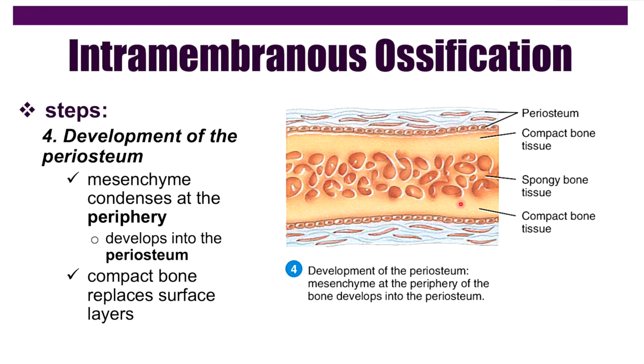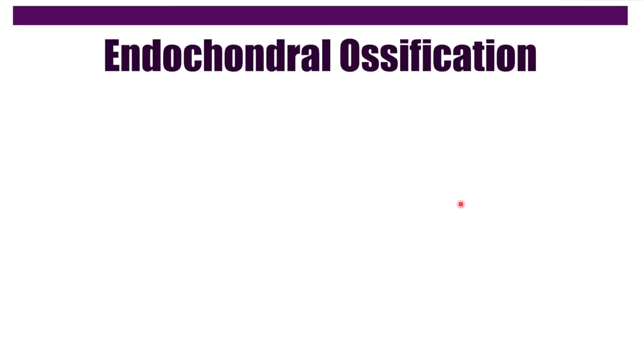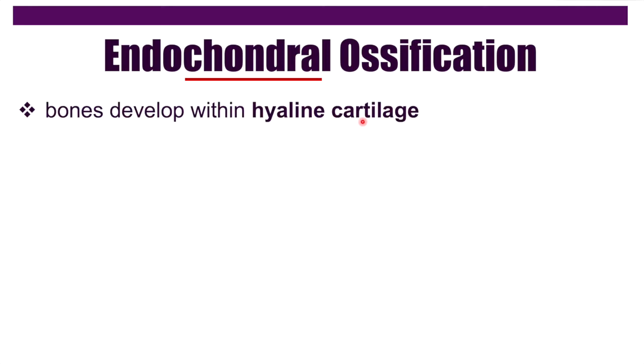Majority of the newly formed bones are then remodeled or reformed as they are transformed into their adult size and shape. The other method of ossification or bone formation in the embryo and fetus is endochondral ossification. Take note that the affix chondro relates to a cartilage. Thus, in endochondral ossification, bones develop within hyaline cartilage that develops from the mesenchyme.